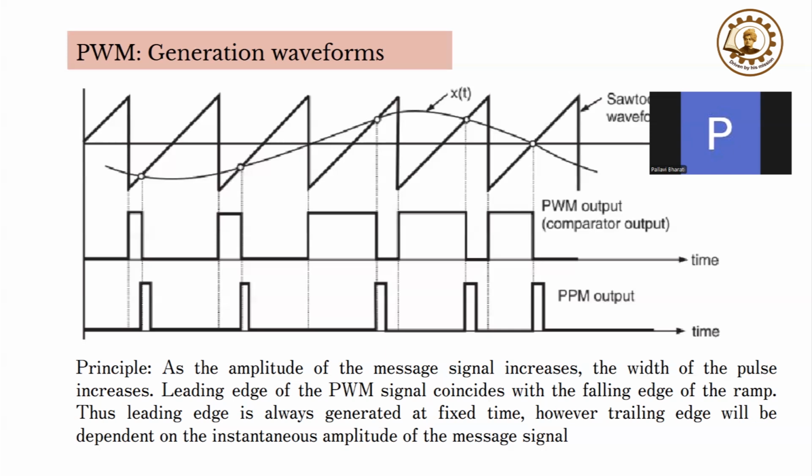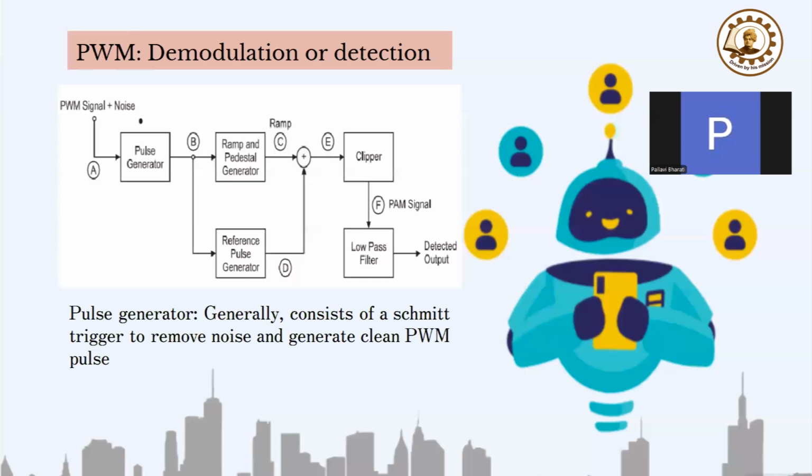Now, how to generate the PWM? What is the criteria? One edge of the PWM signal, the leading edge, is kept fixed. And how is it kept fixed? It is synchronized with the falling edge of the ramp. So this one has been kept fixed, and then you see the width by the intersection point. Wherever it meets, till the point where the message signal is higher, that much is the width. Another important thing to keep in mind is the principle that as the amplitude of the message signal increases, the width of the pulse increases.